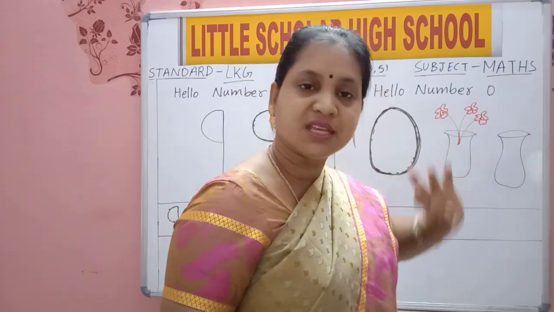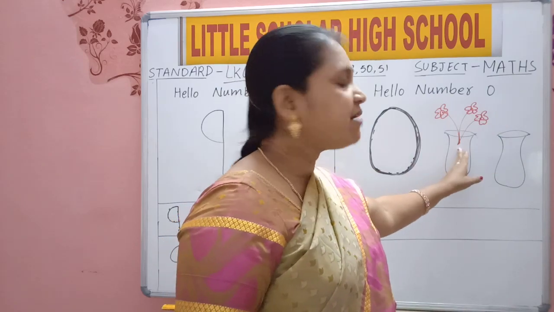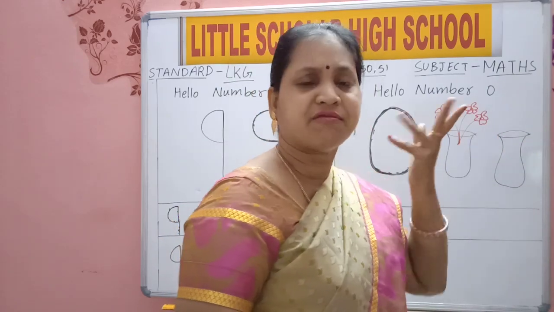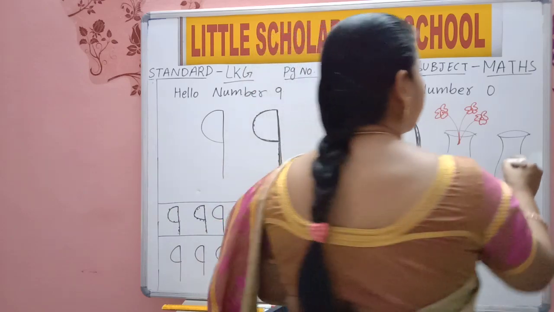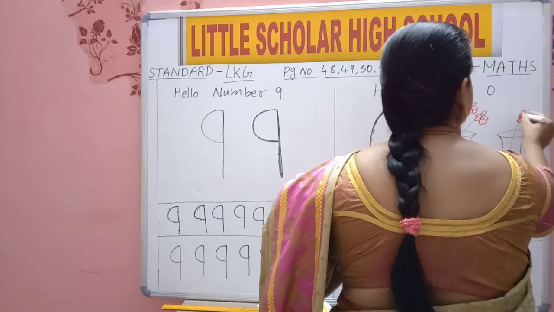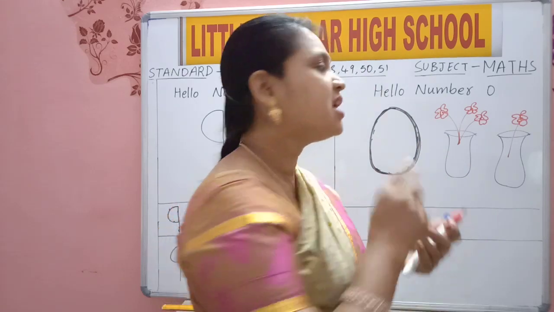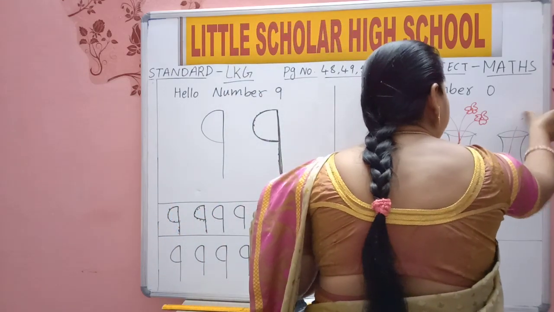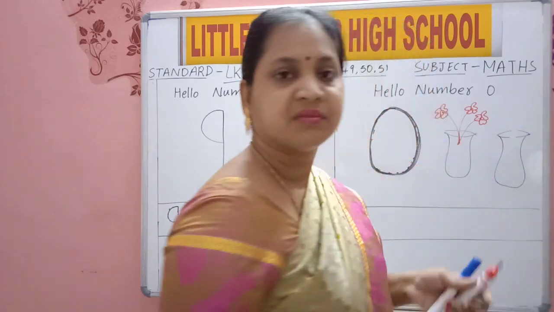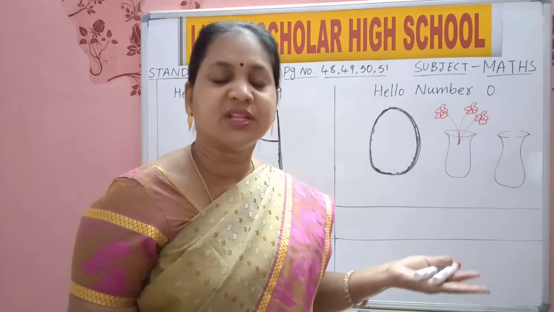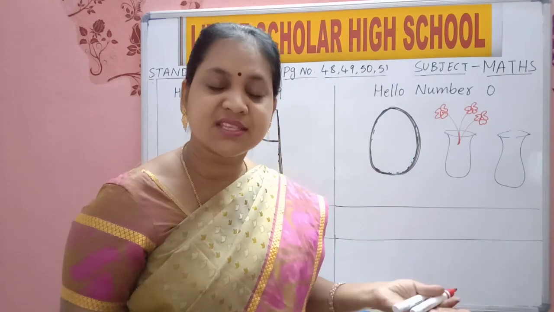That means 0 flowers. In this pot I have 3, but in this pot I don't have even 1 flower. If 1 is there, you will say 1 flower. Yes, if 1 flower is there, you will say 1 flower is there in that flower pot. But 1 is also not there. Then what will you say? Nothing. 0. That means 0.